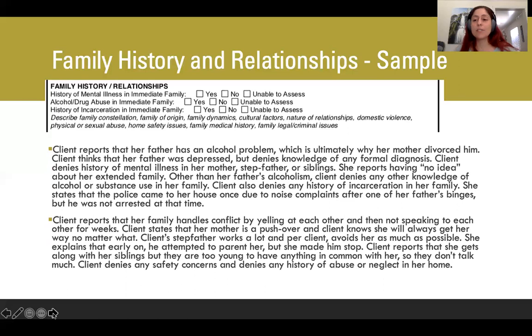Okay, and then here's a sample of family history and relationships. So I have up at the top the history piece. There's an alcohol issue, a depression issue, and there doesn't seem to be an incarceration issue. So that's the history paragraph there that I've elaborated on as needed. And then the second paragraph here is getting at the dynamics. So how do they handle conflict? How does the client get along with different people in the family, and so on. This can be a very lengthy section if there's a lot of family history stuff. And if you need to, you can always add an addendum to have more space if you run out of space. Okay. All right.